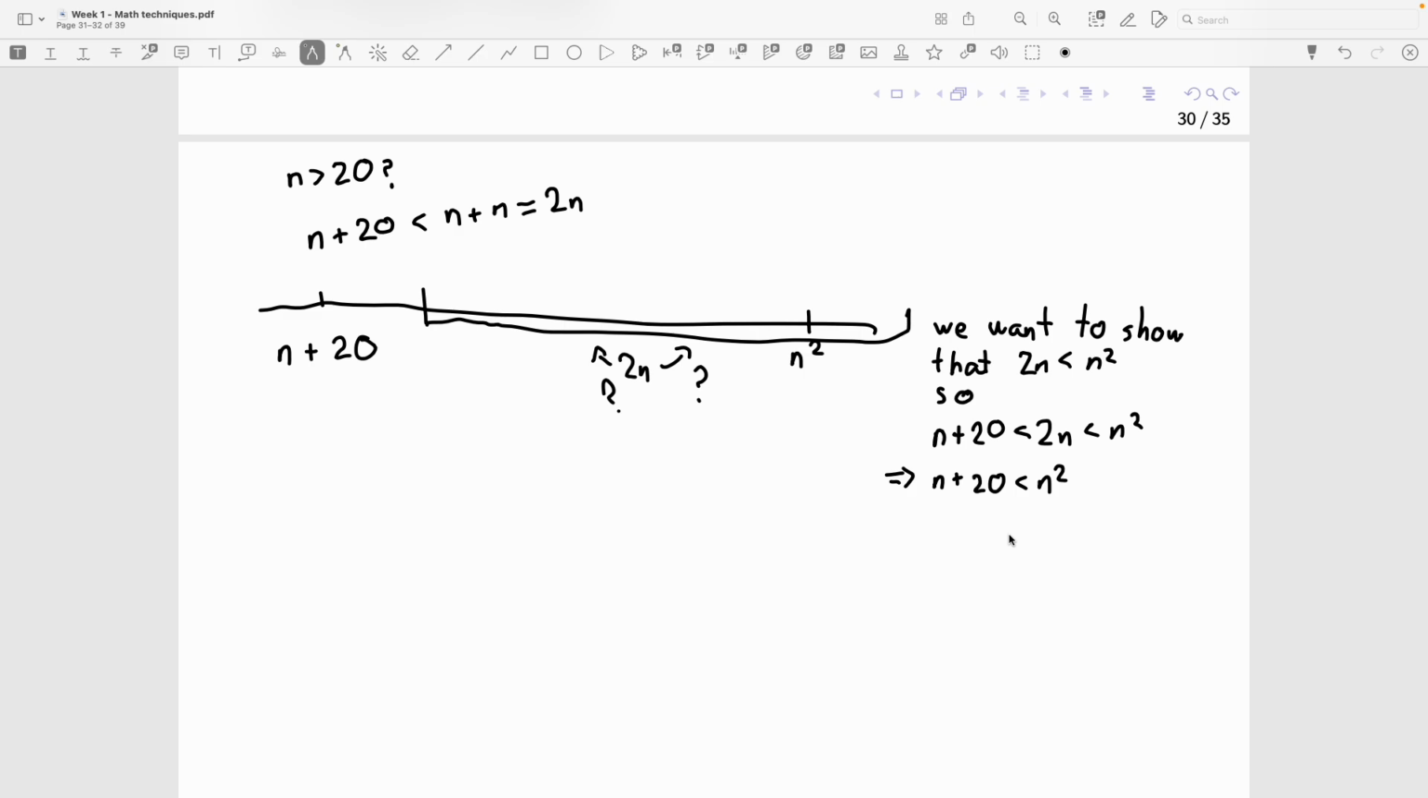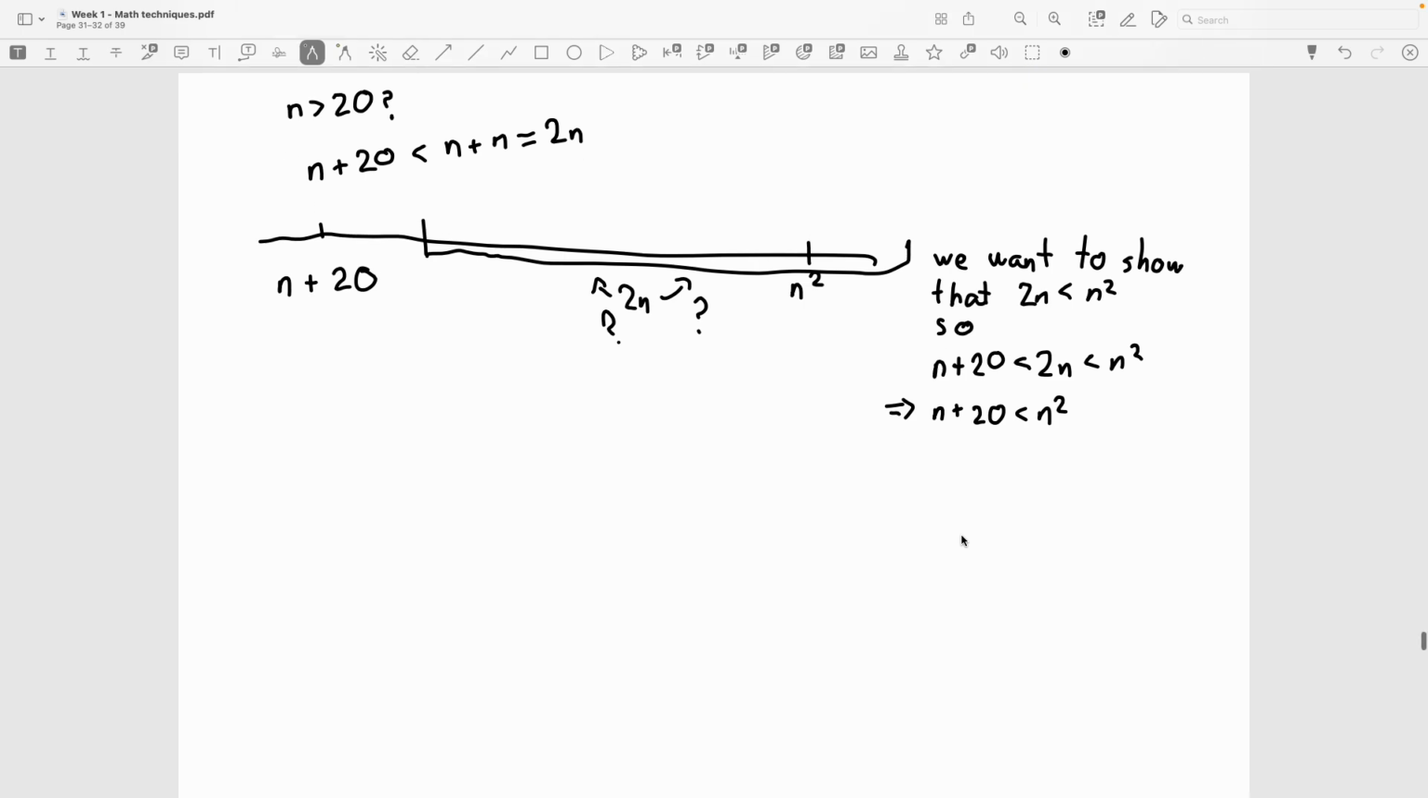We get the thing we want to prove. And now we just have our lonely 2n. We want to eventually show that it's less than n squared. And to do that, we can use the properties of n that we previously thought about, that being that n is greater than 20.